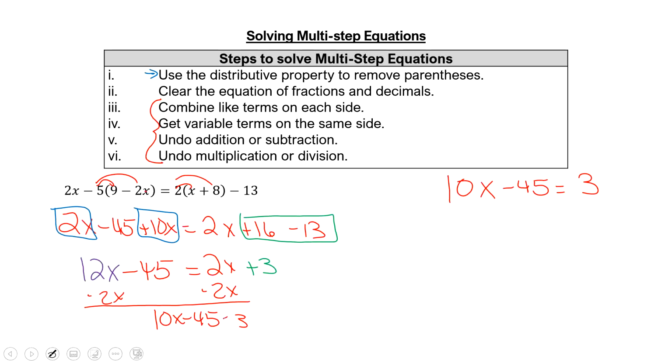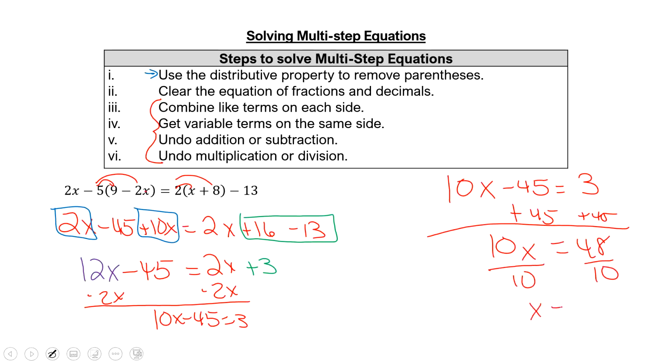So working up over here now, I'm going to add 45 to both sides. I'm left with 10x equals 48. Again, divide both sides by 10 to get x by itself. So in this instance, I turn out that x equals 4.8.